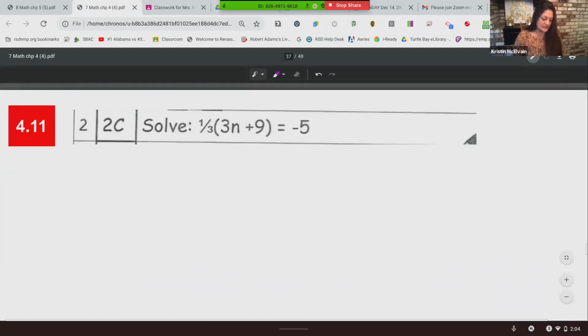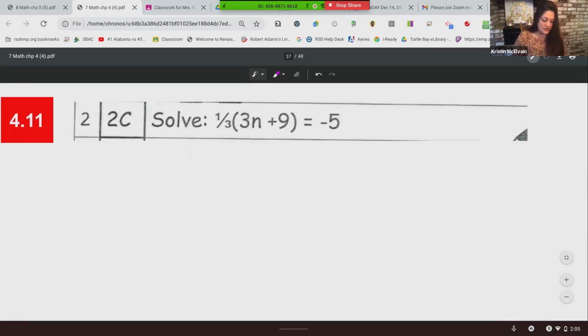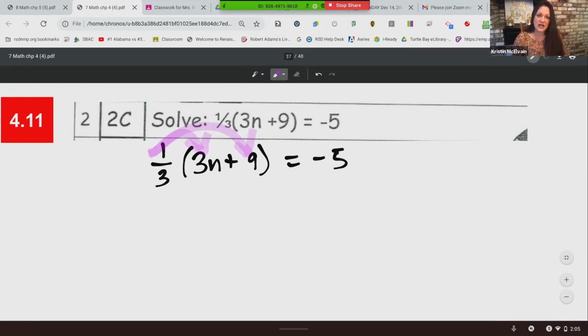And that brings us to number 2. Number 2 says to solve. I'm going to rewrite this here. So we have 1/3 times 3n plus 9 equals -5. What I need to do first, I need to distribute my 1/3. So you can multiply each of them times 1/3, or you can divide each by 3.